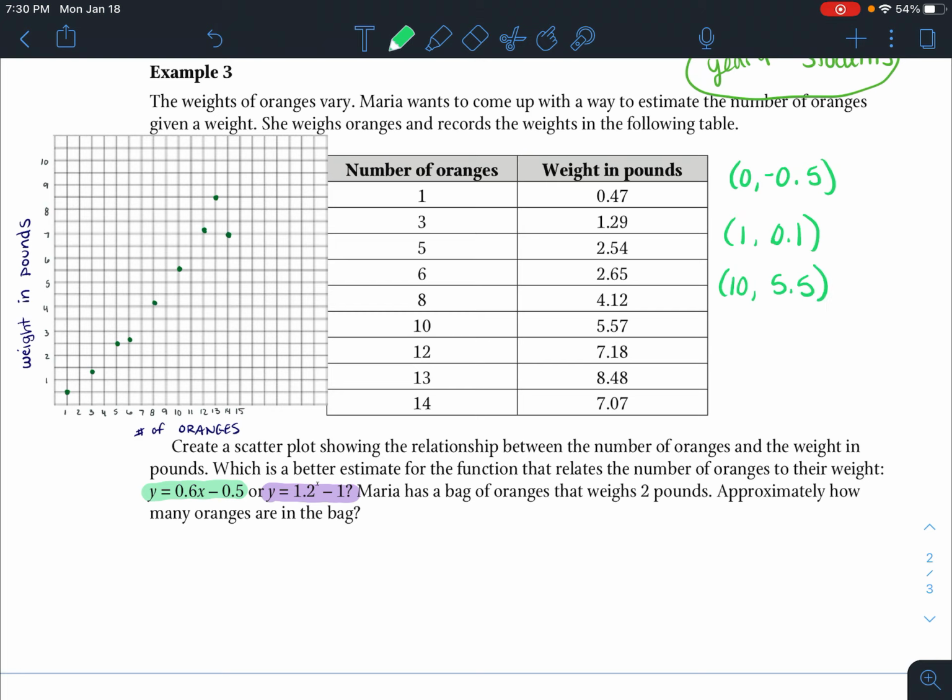If we put these on the graph, obviously the negative doesn't work. So 1 and 0.1 would be on there, and our 10 up to 5.5. If we follow those 2, we create a nice straight line here. There's our equation of y equals 0.6x minus 0.5.